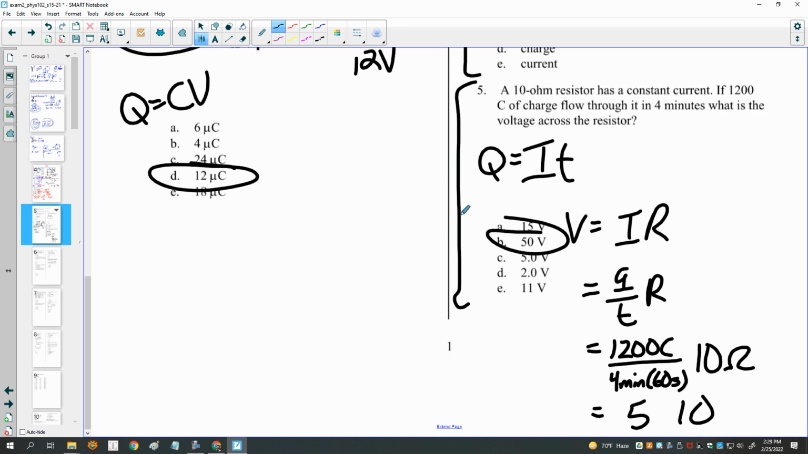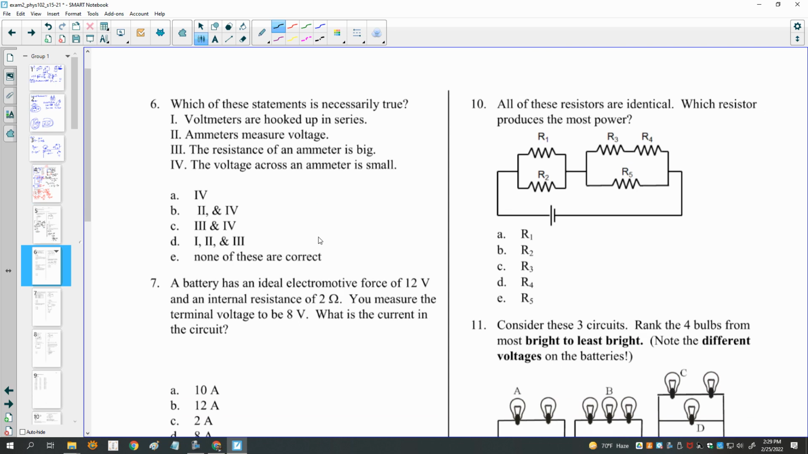50 volts. I'm pretty sure that's the right answer. Okay. Make sure that you are looking at these questions. Students often have difficulty with these types of questions, and indeed, in class, people have difficulty with these as well.